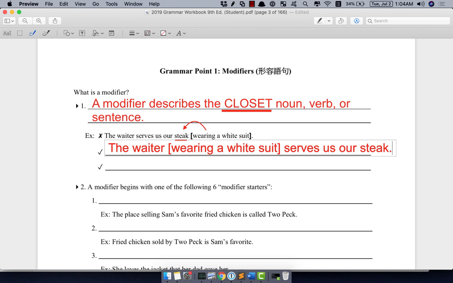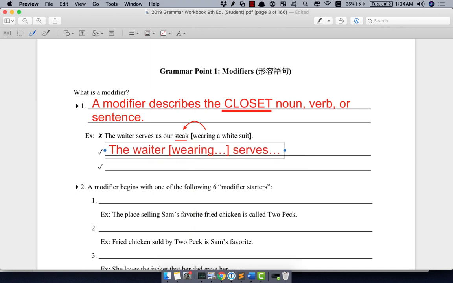Instead of writing down the whole phrase, wearing a white suit, what if you just do wearing dot dot dot? I think that's clear enough with the brackets here and the word wearing to tell you, maybe a few months later when you're reviewing the book, that this bracket with wearing means wearing a white suit. So you could do the waiter wearing dot dot dot, and then serves dot dot dot. I think that's enough keywords to let you know that the answer is the waiter wearing a white suit serves us our steak.